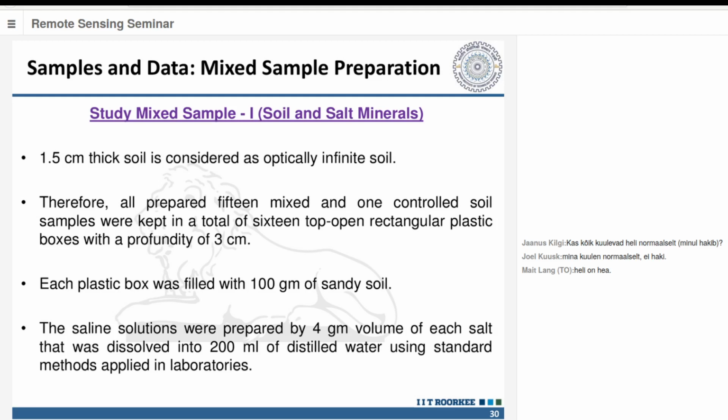A 1.5 centimeter thick soil is considered optically infinite as per the literature, and therefore all prepared 15 mixed and one control soil samples were kept in a total of 16 top-open rectangular plastic boxes with a depth of 3 centimeters. Each plastic box was filled with 100 grams of sandy soil, and the saline solutions were prepared by dissolving 4 grams of each salt into 200 ml of distilled water using standard laboratory methods.